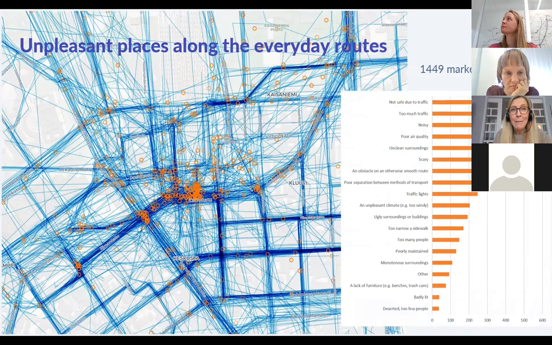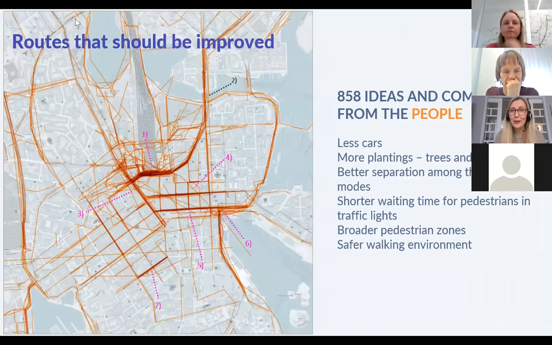People were also asked to map places along the routes that they find unpleasant. And here it was quite shocking to learn that this map is from a very central part of Helsinki around the railway station, if you happen to know. So it was a little bit shocking to see that along those routes that seem to be most vividly used, you can also find a lot of unpleasant place markings. So actually, I will come back to this little finding later. People also expressed their ideas for future development, and there were a lot of them, nearly 900 new ideas.